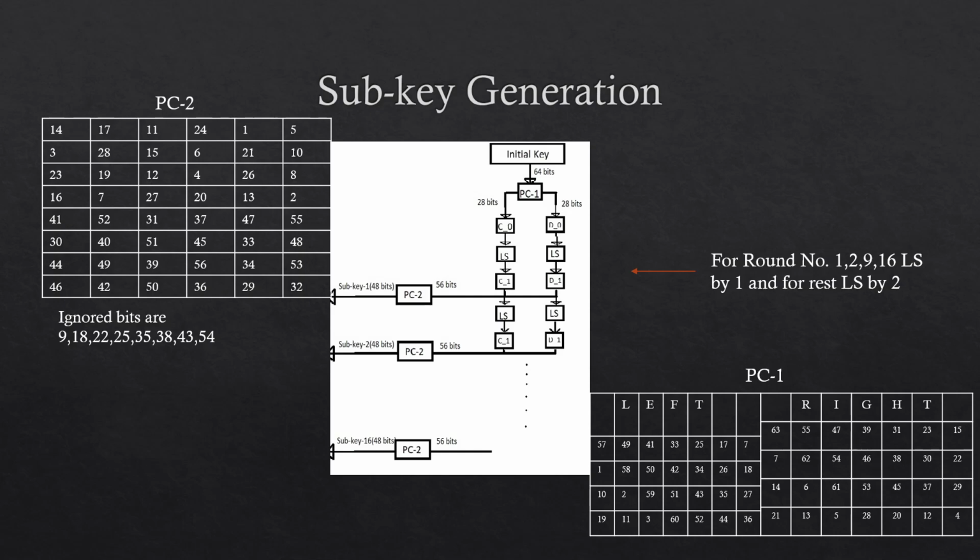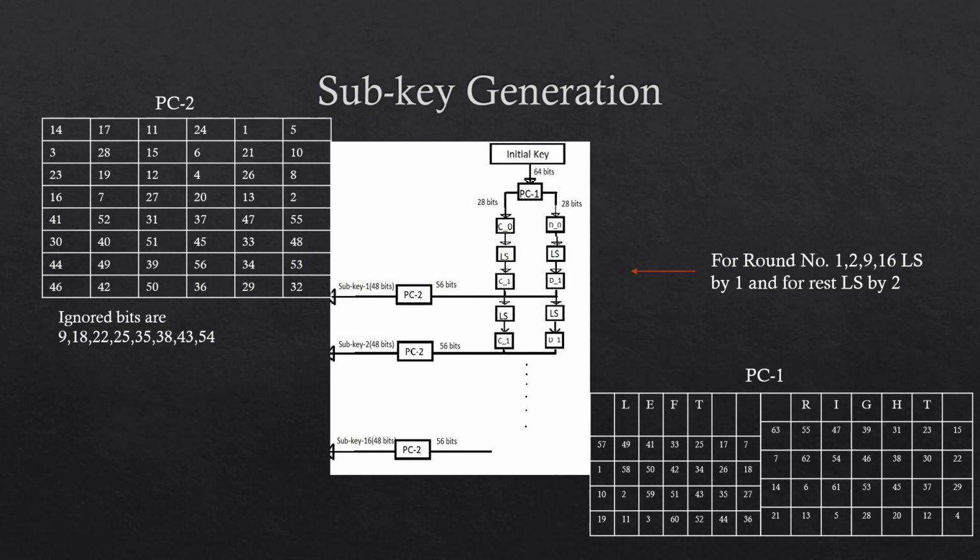In the original 64-bit private key, there are 8 parity bits, and every 8th bit is a parity bit. So bit number 8, bit number 16, and so on are parity bits. These bits are not used further and are simply removed. Now, the remaining 56 bits are divided into two parts, each of 28 bits. And this entire thing is done by the permuted choice 1 block, the PC1 block.